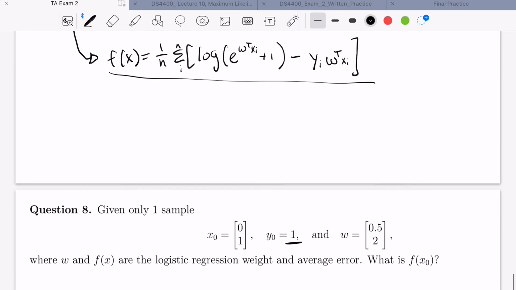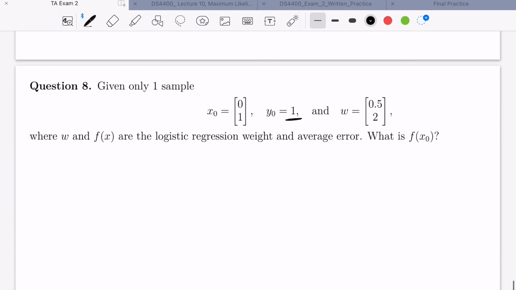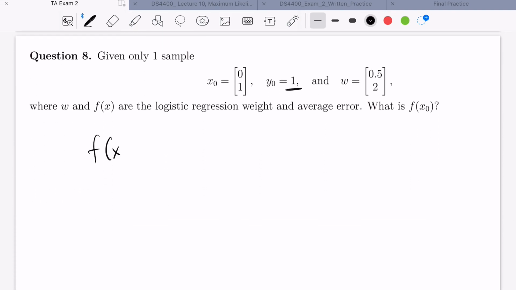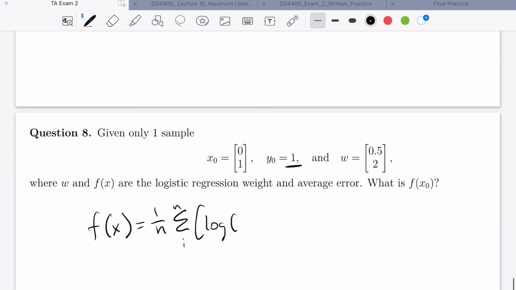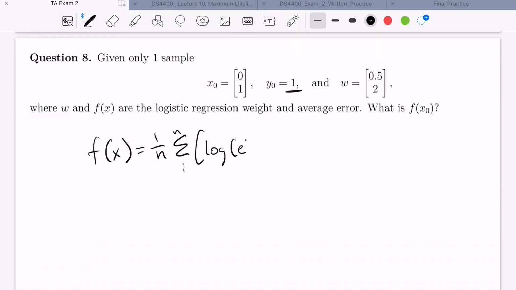But now that we have our logistic regression average error function, let's use it to solve this problem. So rewriting it again, 1 over n sum i to n of log of e to the w transpose xi plus 1 minus yi times w transpose xi.